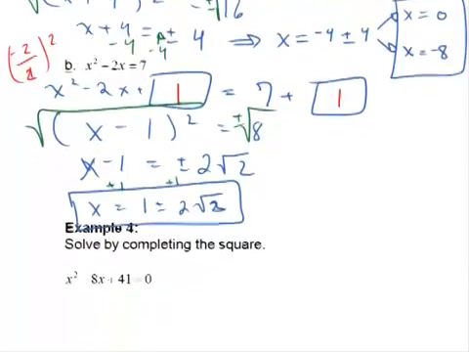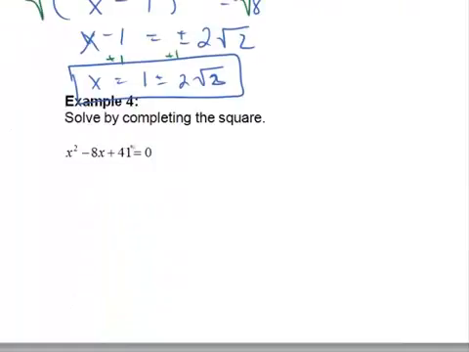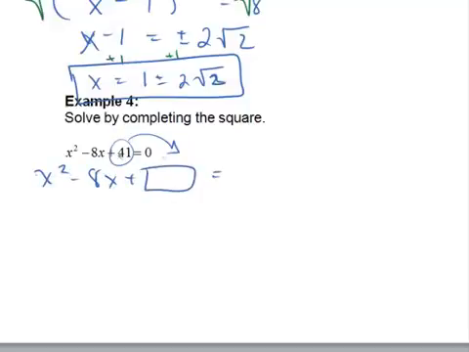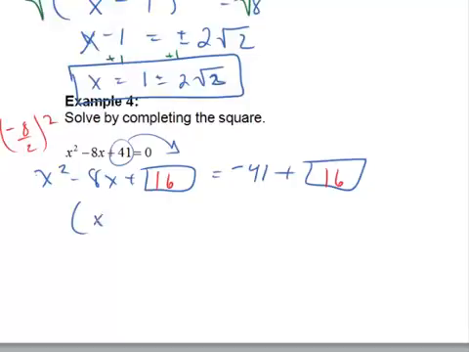The last type of example you need to see is when you have the number on this side right here, you just move it over so that you can create a space for your box. When it moves over, it becomes a negative 41, and a box on this side as well. Half of negative 8 is negative 4, squared is 16. So I have x minus 4 quantity squared equals negative 25.